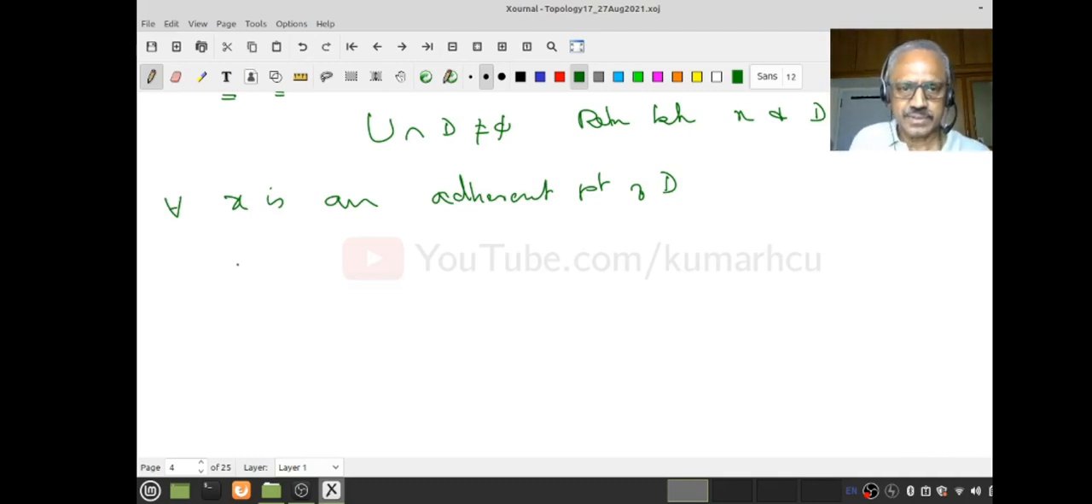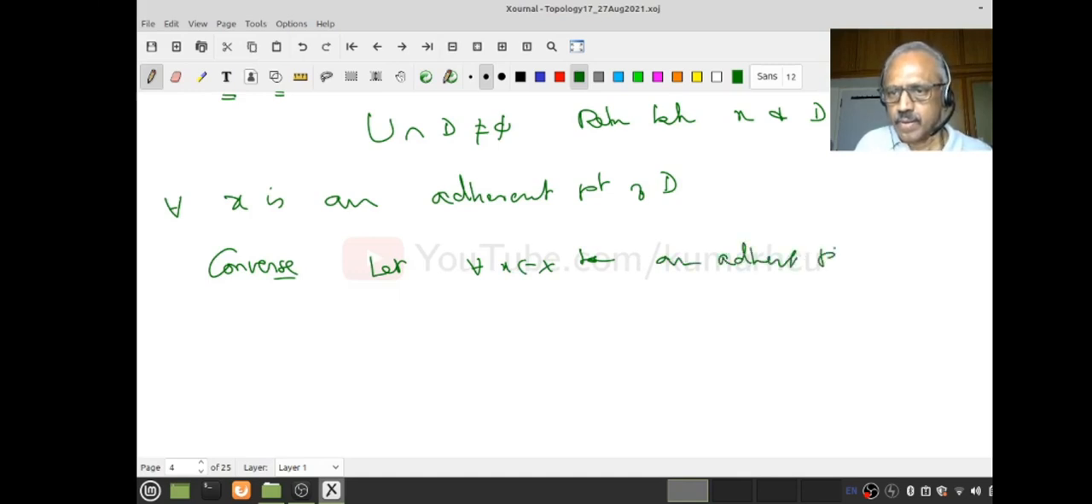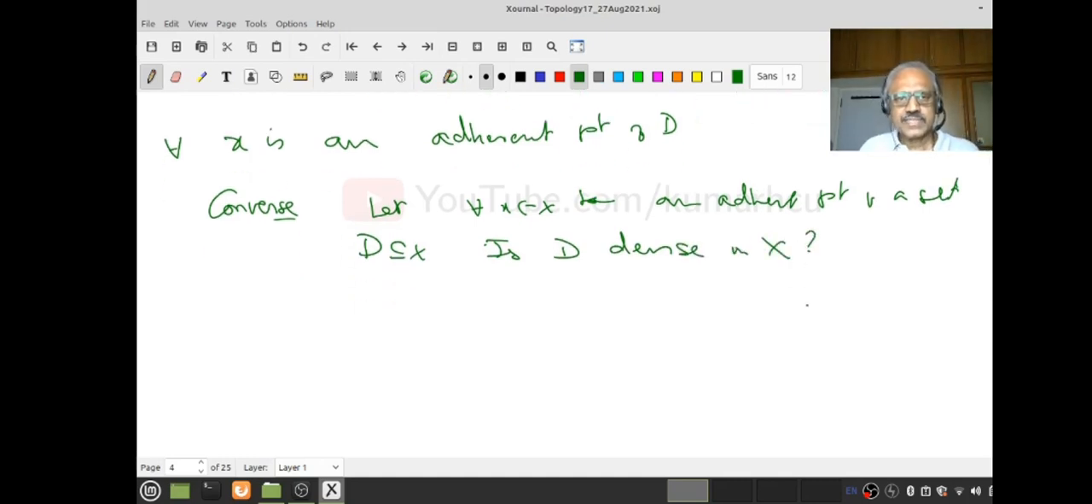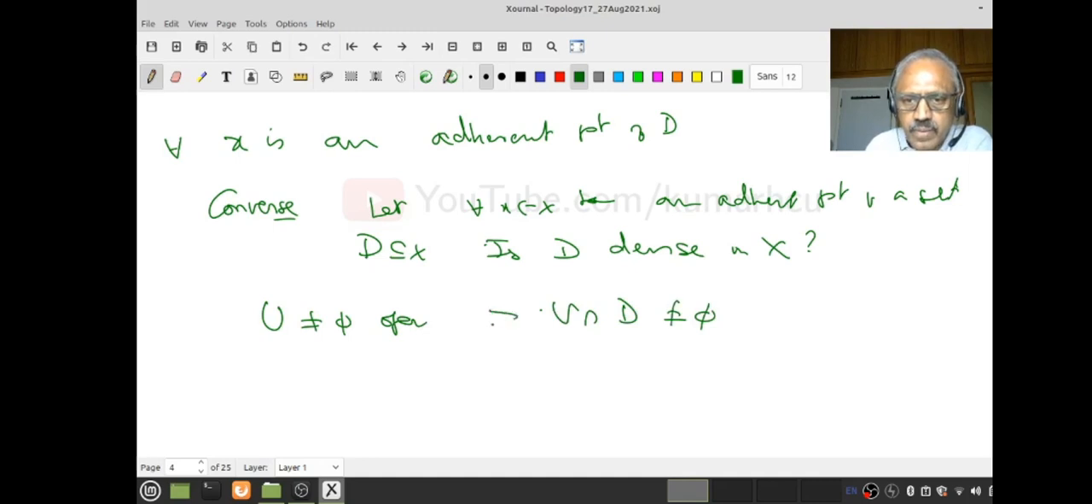What is the next question I would like to ask? The converse. Conversely, let every x be an adherent point of a set D in X. I don't know whether it's dense or not. Then the question is: is D dense in X? That's easy. Why? To show D is dense in X, what do I have to do? Let U be a non-empty open set. Then I have to show U intersection D is not empty.